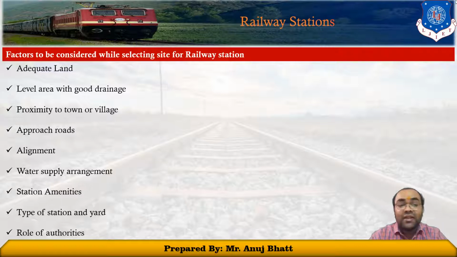Then, a leveled area with good drainage, because at a particular railway station site there may be a possibility of extra drainage water coming out. So we need a leveled area which allows a good drainage system. Then the proximity to the town or village and approach roads, which we can consider as accessibility towards the railway stations. Then the alignments that we provide on the railway stations also affect the site selection.